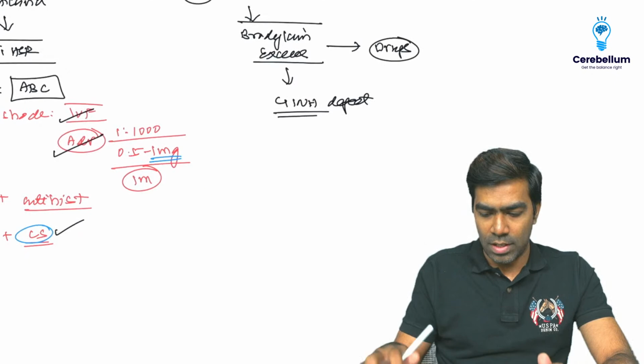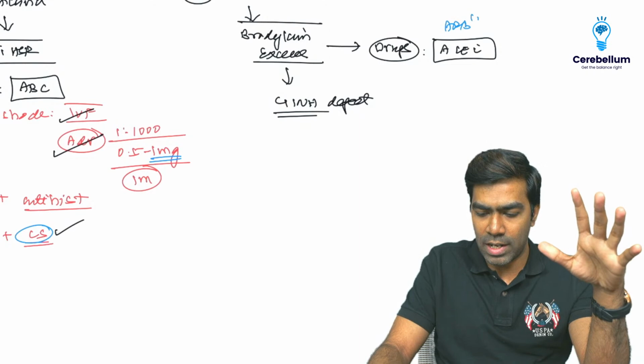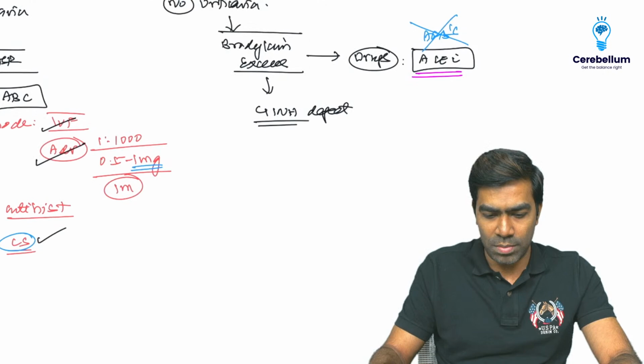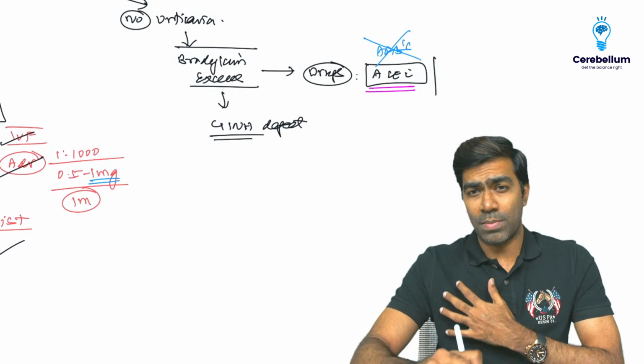So what are the drugs that can cause bradykinin excess? One is ACE inhibitors. Rest assured, it is definitely not due to ARBs. ARBs don't cause bradykinin excess. You can strike them off. That's a very important point. It's only the ACE inhibitors that cause bradykinin excess. And the second group of drugs that can cause bradykinin excess, can anyone say? What is the second group of drugs that tend to cause it?